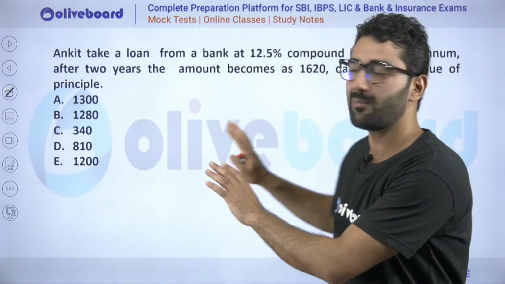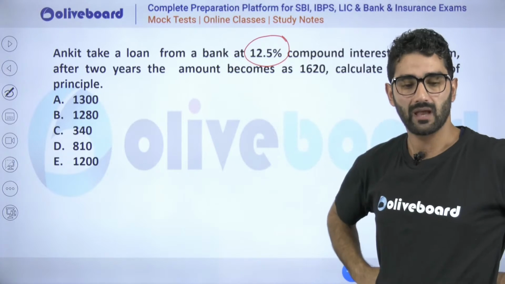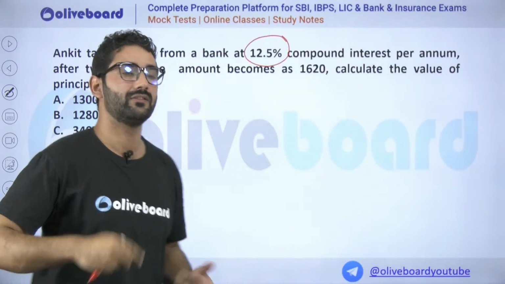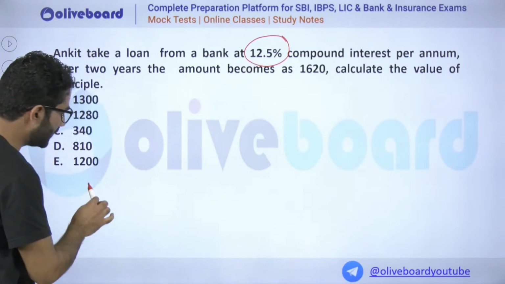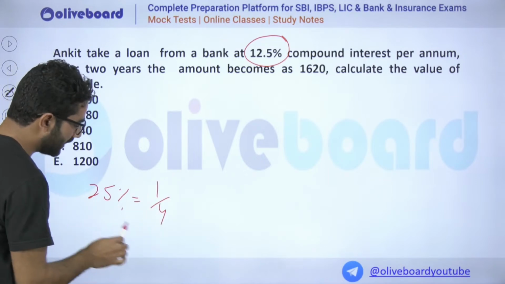All these types of questions are solved on the basis of percentage. I will tell you how. Obviously, sir, this is 12.5%. Sir, we know that 25% is nothing but 1 upon 4.